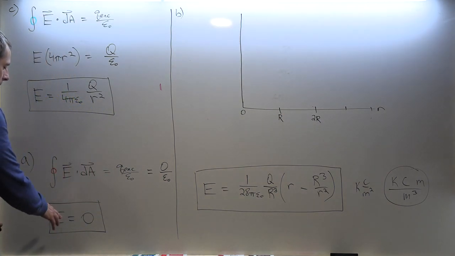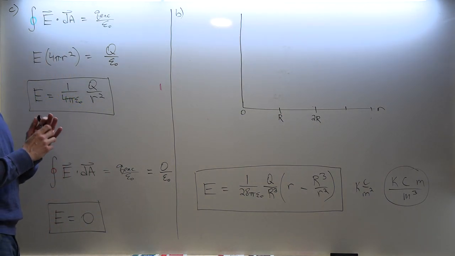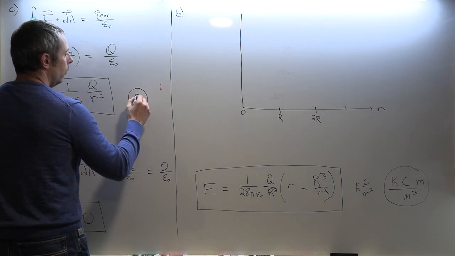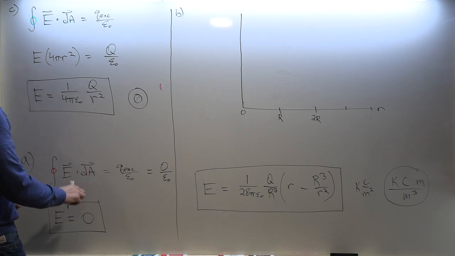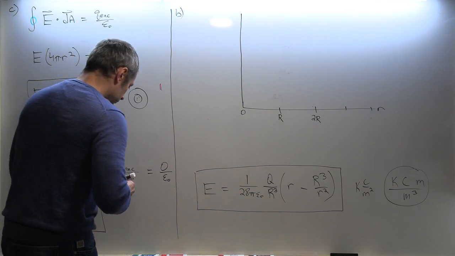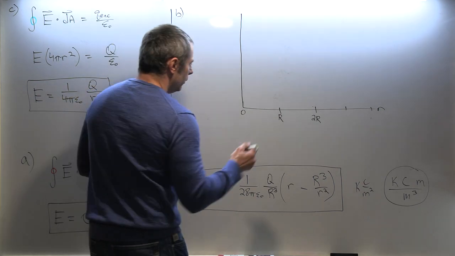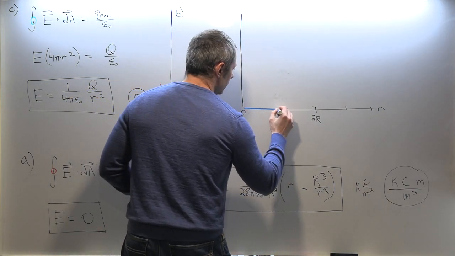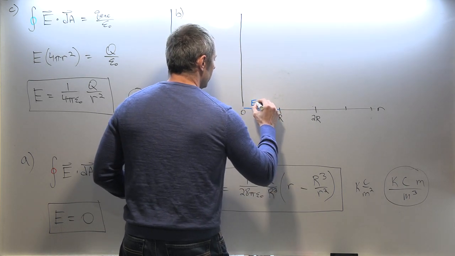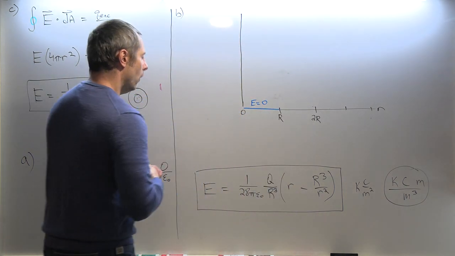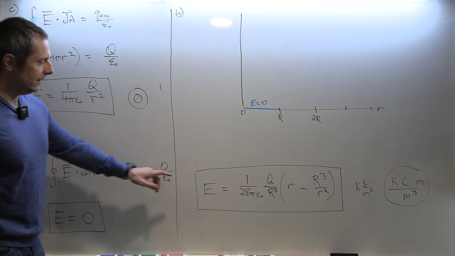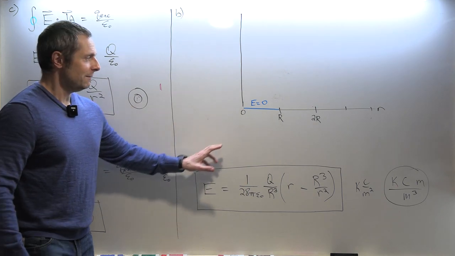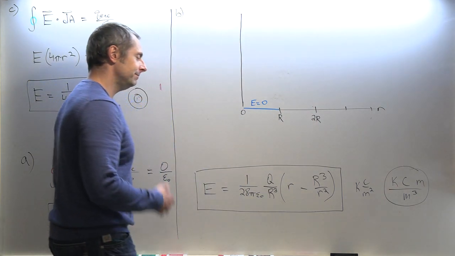So we saw for inside the hole, remember this was easy to forget, but it's a sphere with a hole in the middle. So inside that hole, there's no electric field. So maybe it'll show up better if I do a different color here. There's the E equals 0 inside the hole. Then it increases by this function between R and 2R.